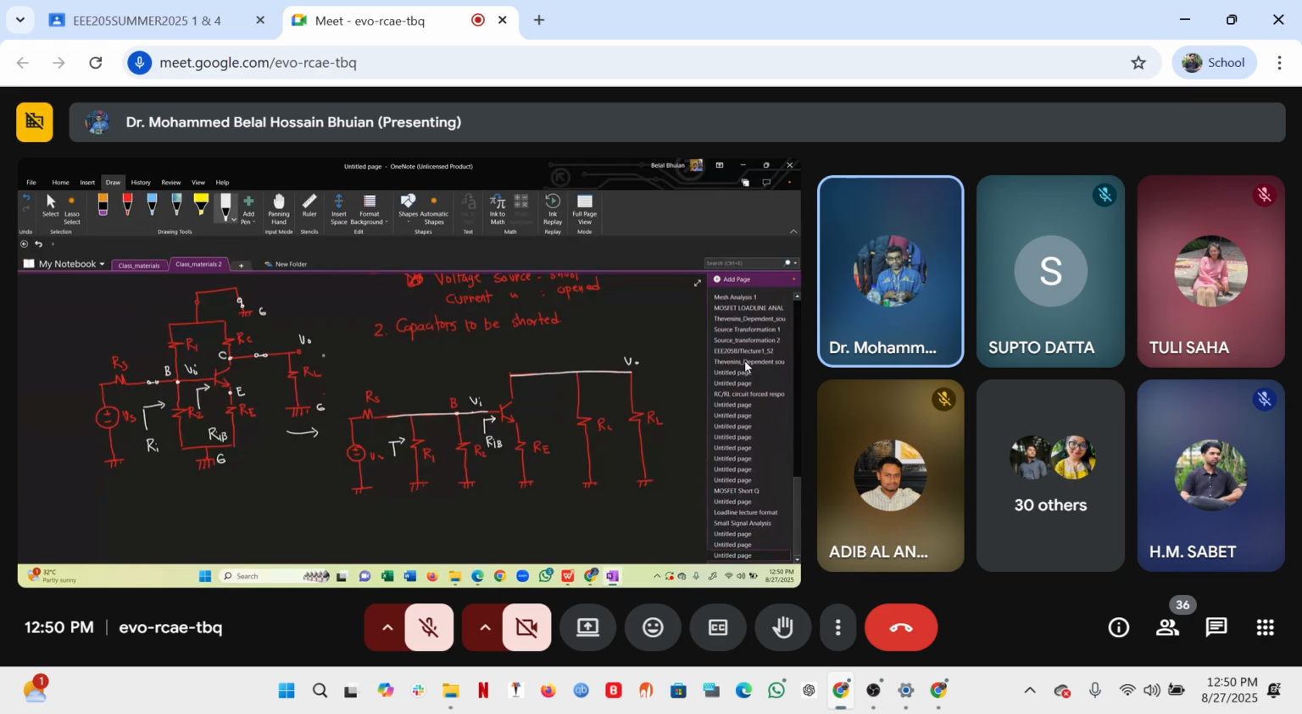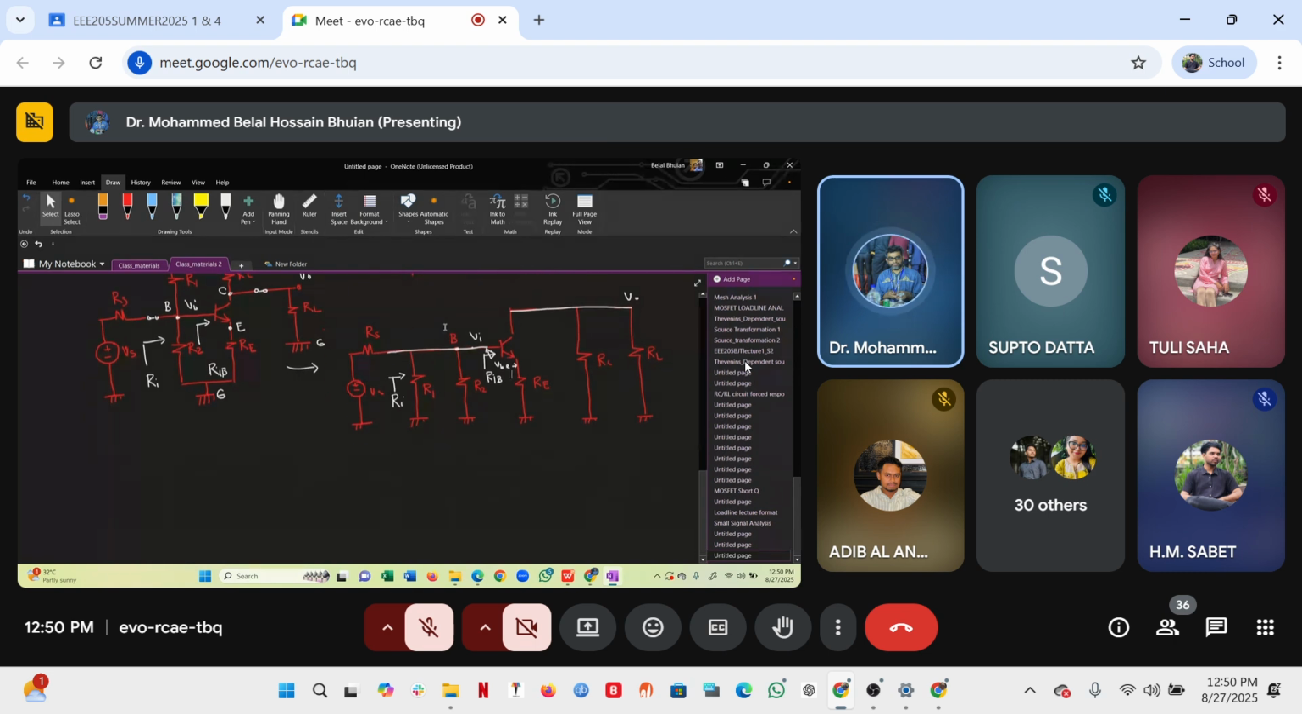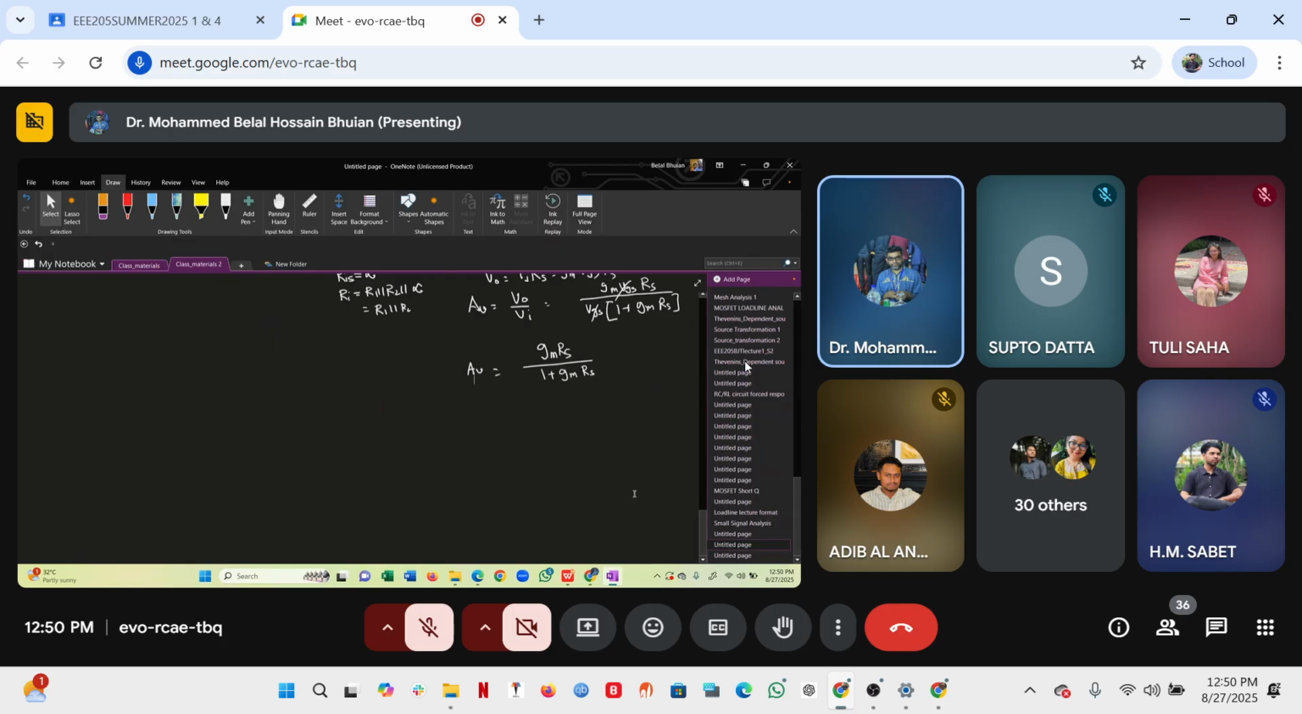Then our output impedance looking into this side, and of course, it is VBE. Now, what are we going to do next? In order to analyze it, we want to replace the BJT with its model. Okay, so let me draw the model.